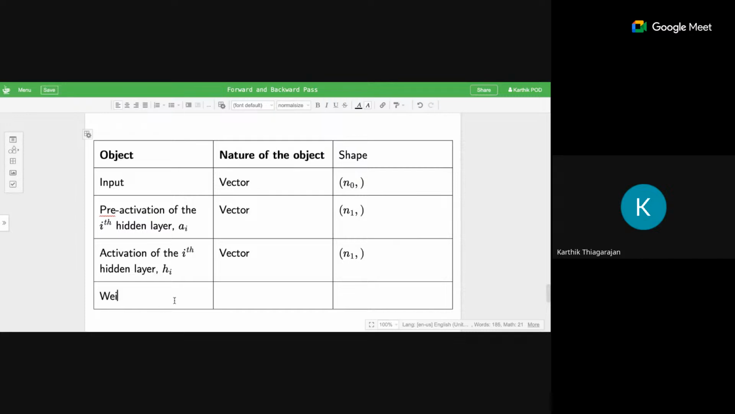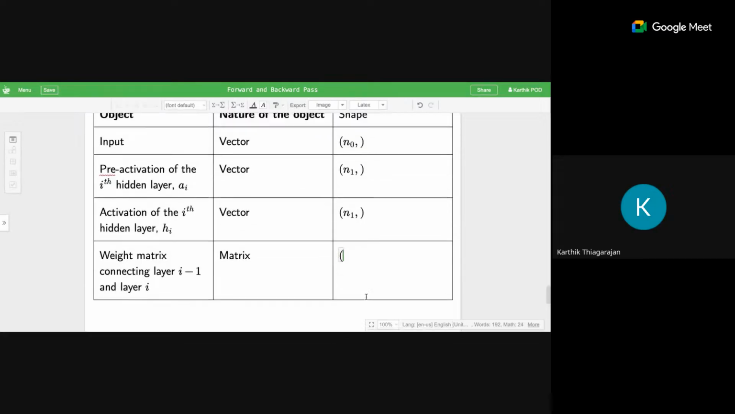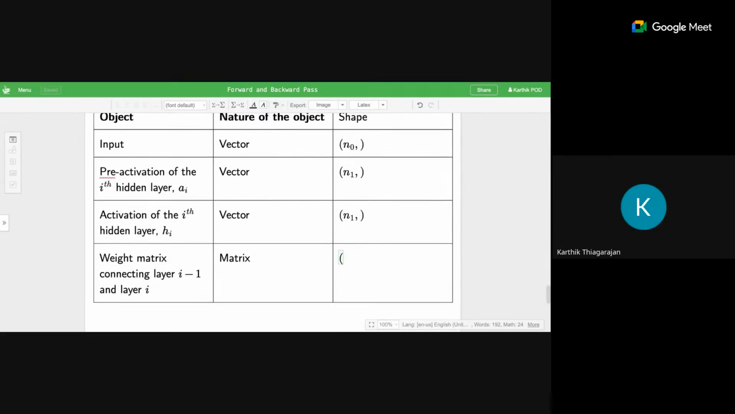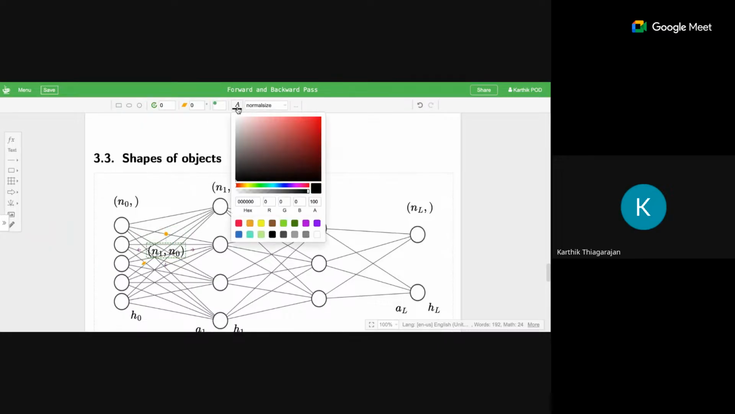Now we'll come to the weight matrices. The weight matrix connecting layer i-1 and layer i is going to be a matrix. What will be the size of this? Output neurons times input neurons, correct. So Ni comma Ni-1. For instance, this will be N2 comma N1, and this will be N1 comma N0.